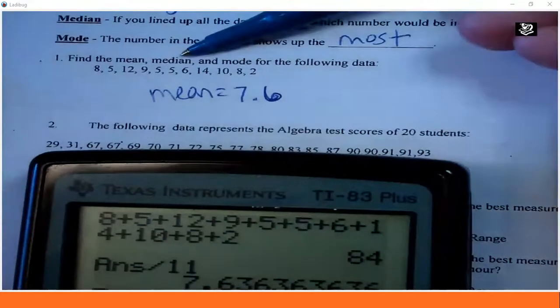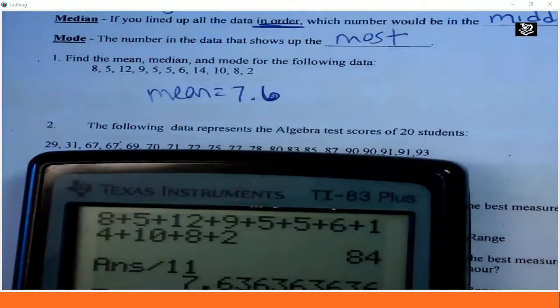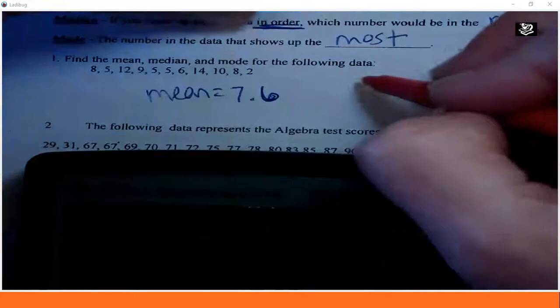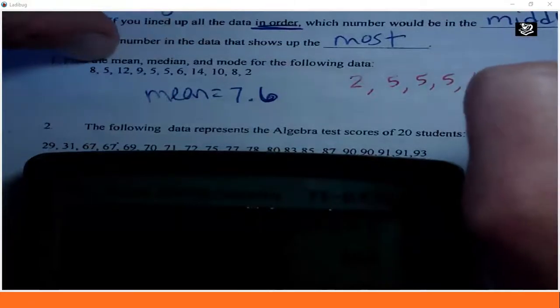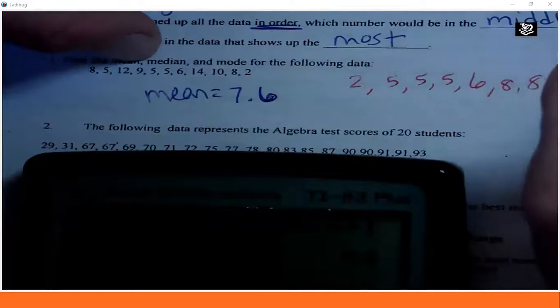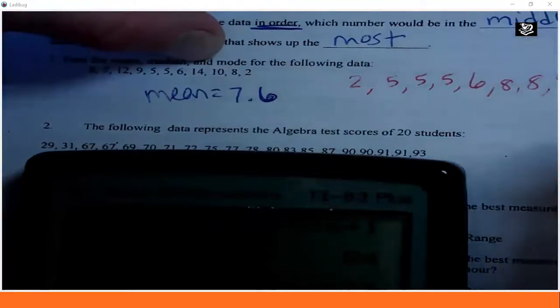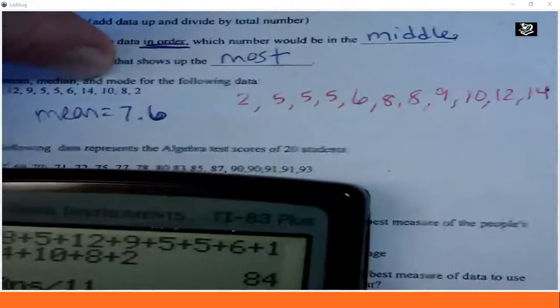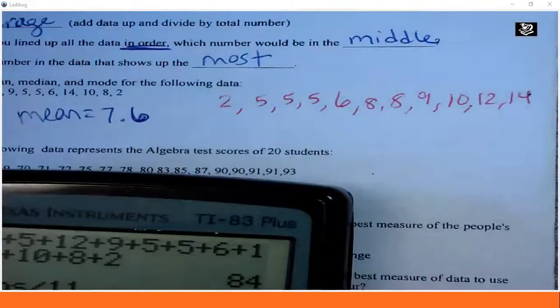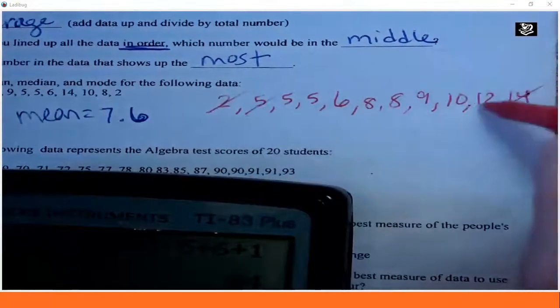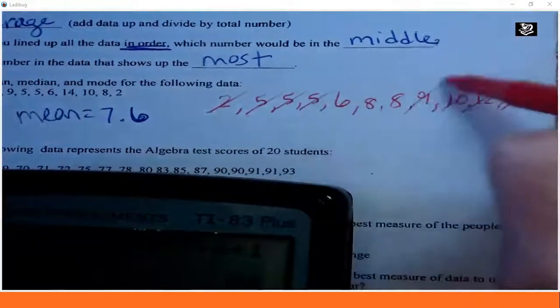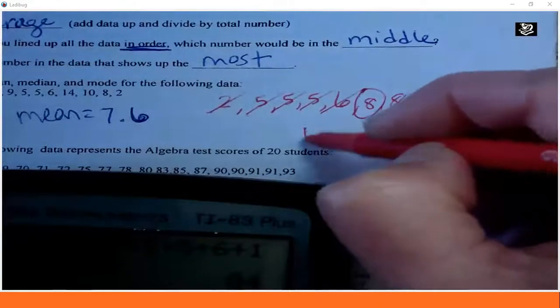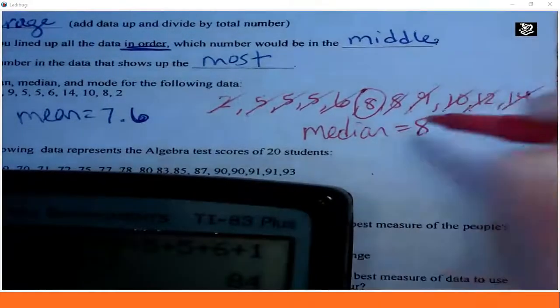Wyatt, to get the median, what did we say you had to do first? You have to put them in order from smallest to largest. So we have 2. Then we have 3 5s, then we have a 6, 8, 9, 10, and 12, and 14. And to find the median, you go from one end to the other. And so what is the number in the middle? 8. So your median is 8.